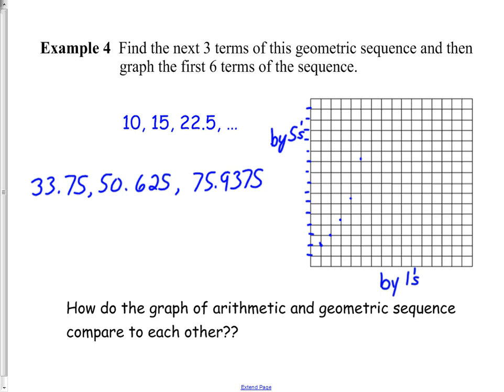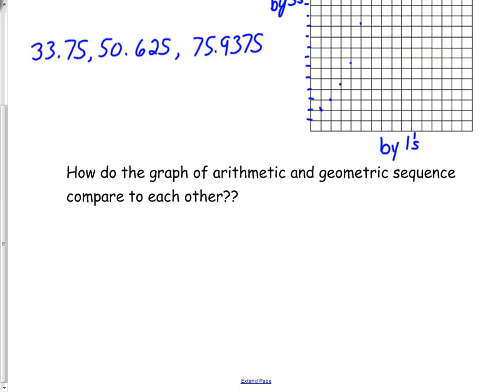There's 75.9. Okay. So as you can see here, this is kind of like an exponential, or a parabolic curve. You're actually increasing fairly quickly with the values as I go to the right with each geometric sequence. Okay. So then it says, how does the graph of an arithmetic and a geometric sequence compare to each other? Okay, so on the bottom here, how does it go through and compare?